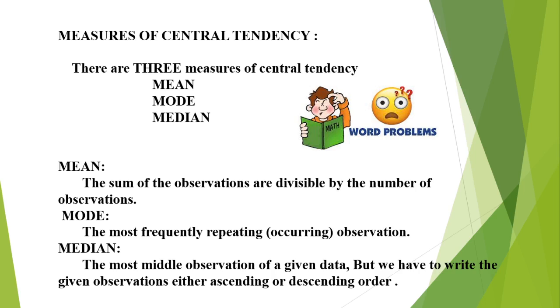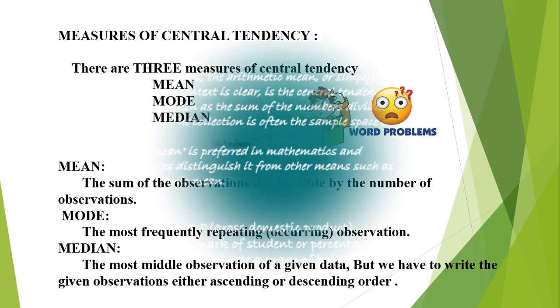Mean means the sum of the observations divided by the number of observations. Mode means the most frequently occurring observation. Median means the middle observation of the given data. But before finding the median, we need to arrange the data in either ascending or descending order. It is mandatory. Without arranging in order, we are unable to find the median. If you find it directly from the given observations, it's wrong.